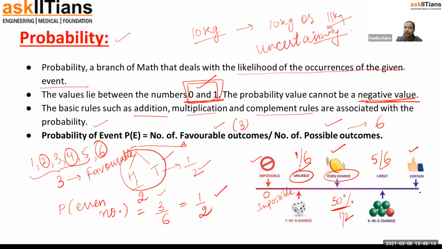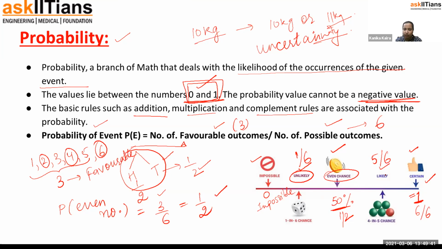Next comes certain event in which the probability is 1. That means if we talk about the certain event, that means the numbers which are equal to or less than 6 on a dice. So all of the numbers are less than 6 and equal to 6 as well. So this would be 6 by 6. That means you get a certain event which is equal to 1.